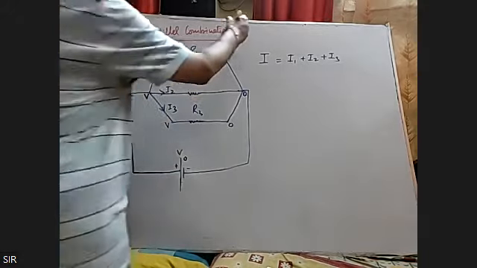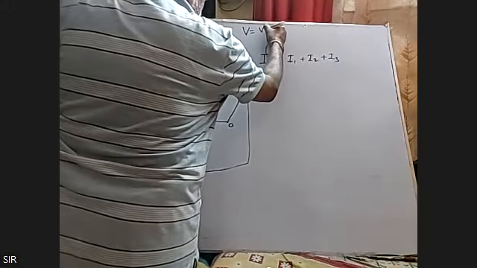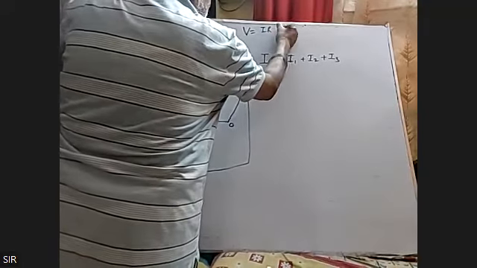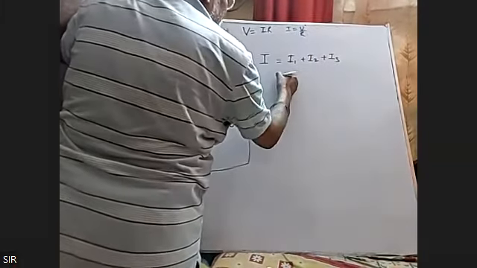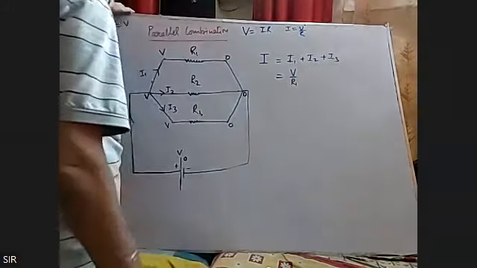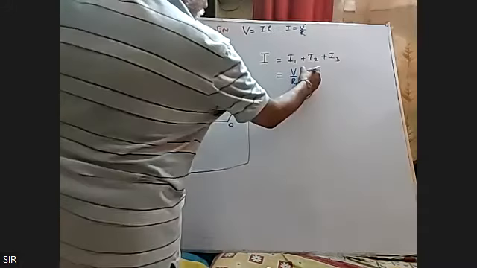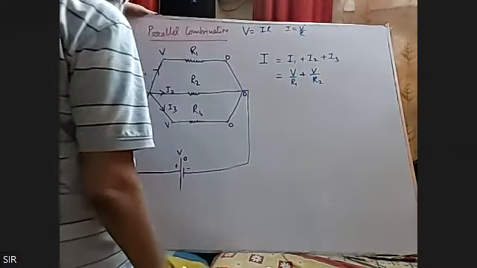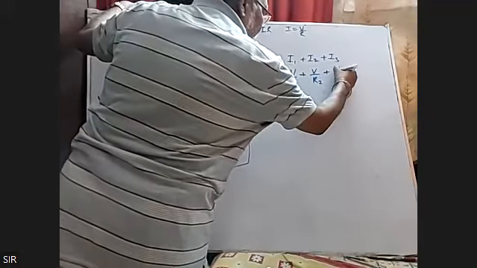Now, using Ohm's law, V is equal to what? V is equal to IR. So I is equal to V by R. Here I can write V by R1, because the potential is the same. And here I can write V by R2. And here I can write V by R3.